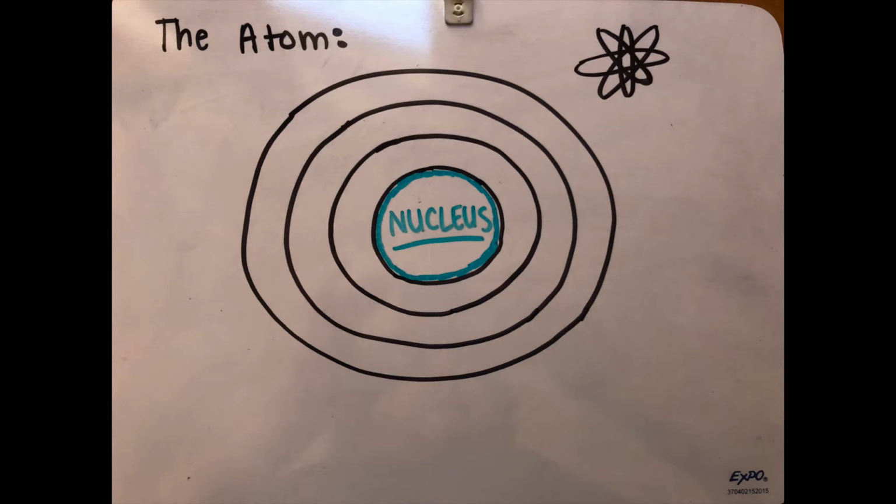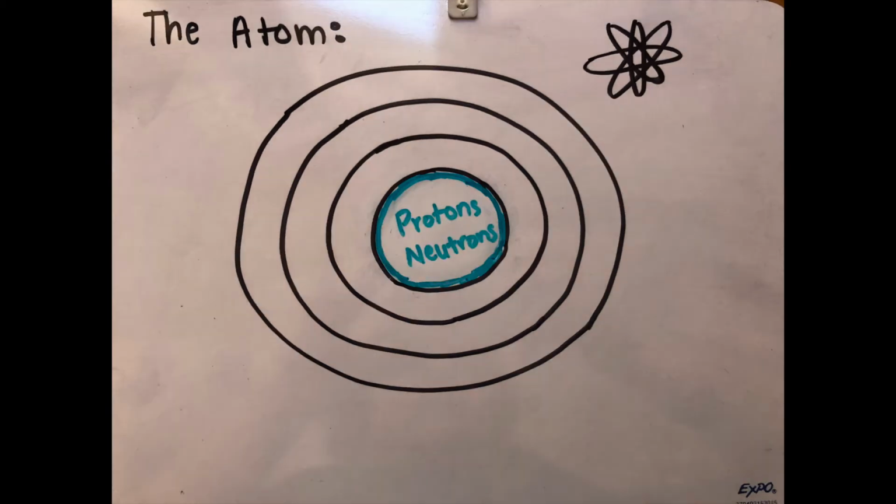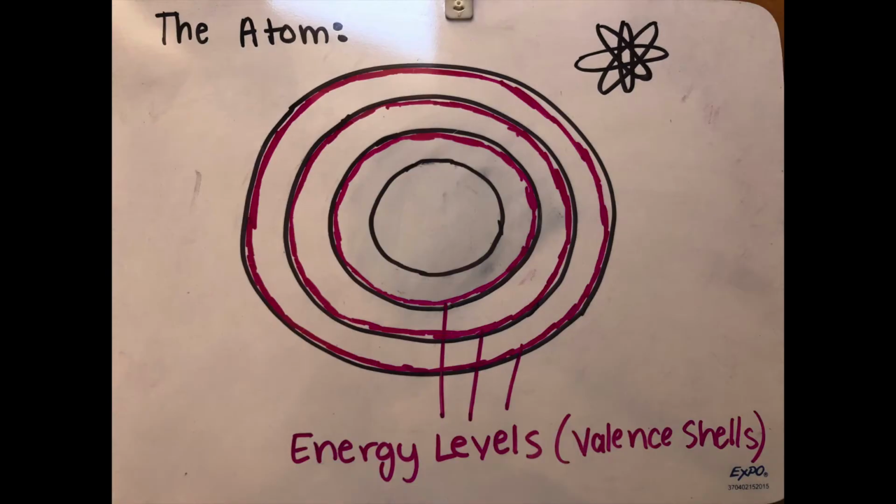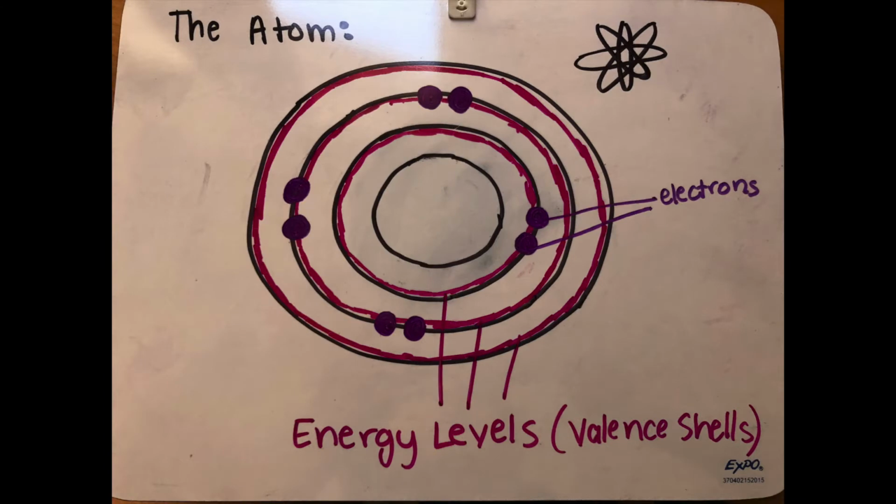So in an atom, we have our nucleus. Our nucleus is made up of protons and neutrons. Protons are positively charged and neutrons have no charge. The protons and the neutrons make up the mass of the atom, which is called the atomic mass. Outside of our nucleus, we can find our energy levels, also known as valence shells. Each valence shell holds a certain number of electrons.